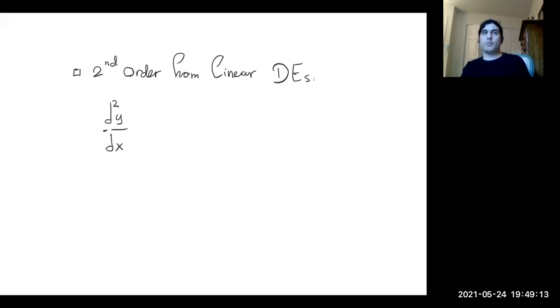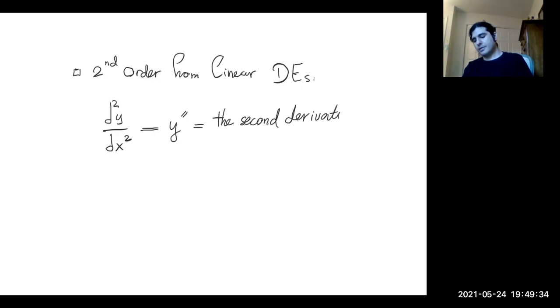the second derivative of y with respect to x. Let me just introduce this notation first. This is what you might know as y double prime. This just means the second derivative of y with respect to x, d squared y dx squared. So the second order homogeneous linear differential equations are of this form.